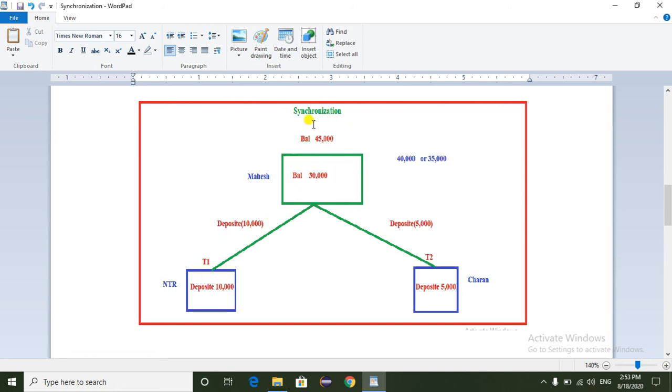Finally, it gets 45,000. That means 30,000 plus 10,000, and then after thread T2 inserts 5,000, finally we get 45,000 in his account. So this is called synchronization. Synchronization means it allows only one thread into the shareable resource to perform read and write operations. So this is nothing but synchronization.